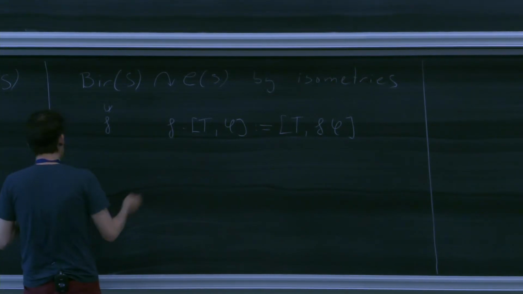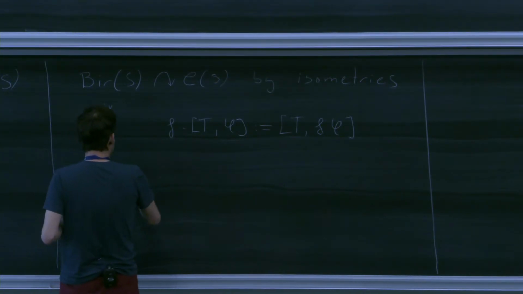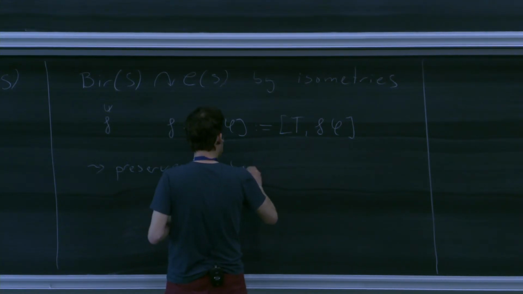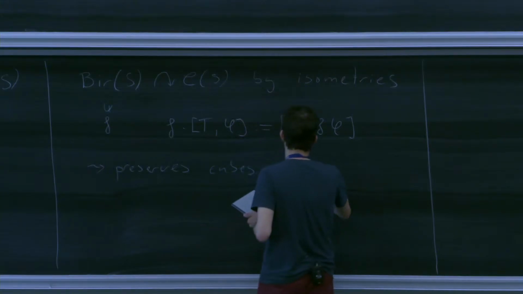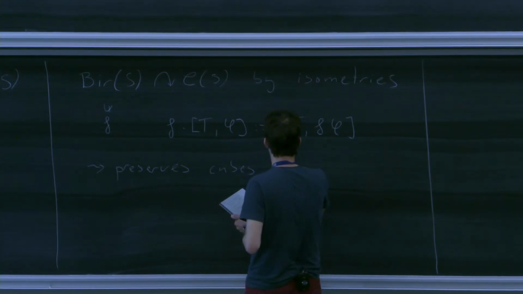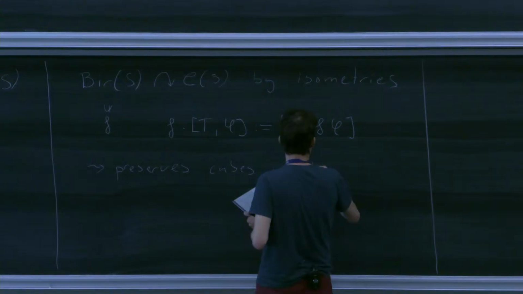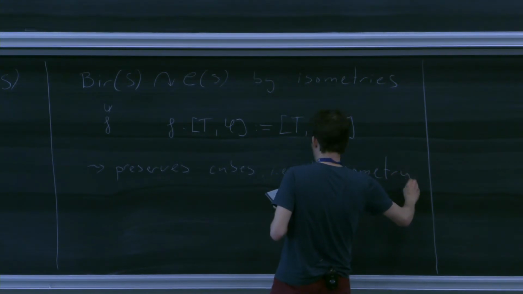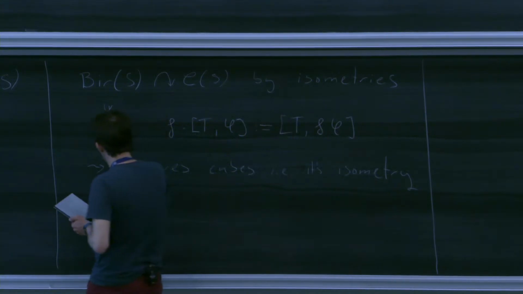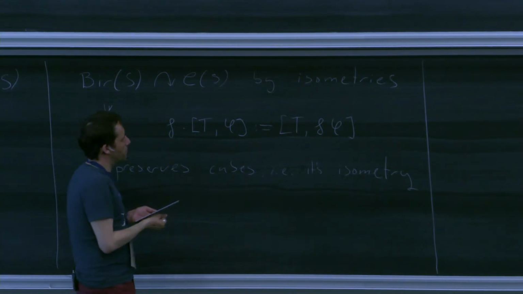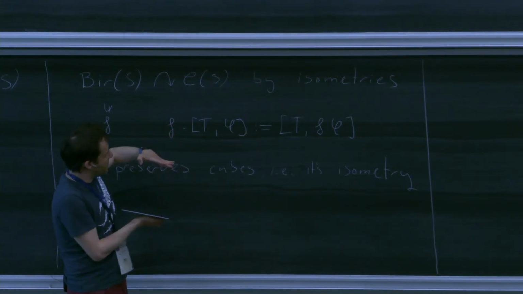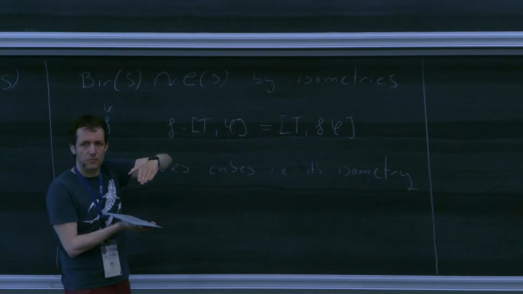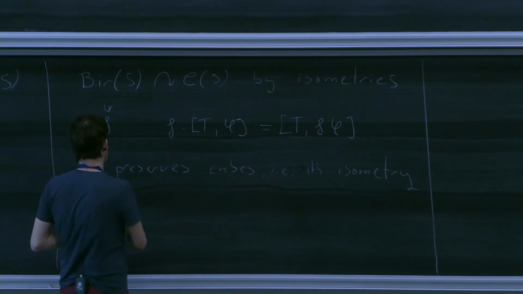Let's write this down. It preserves the cubes, so it's an isometry. And also, it preserves the Picard rank and it preserves the orientation of the edges. We had an orientation on every edge, and this is preserved by this action.